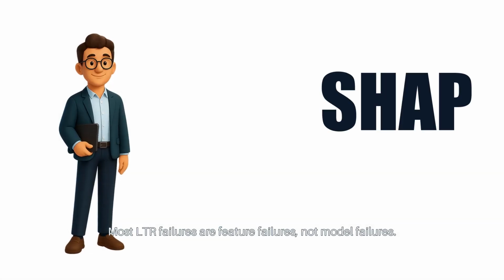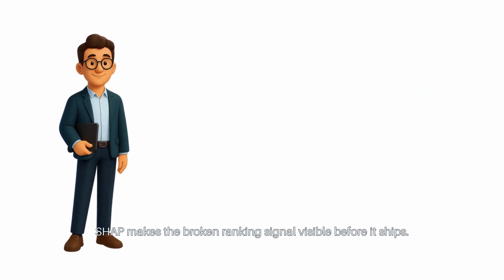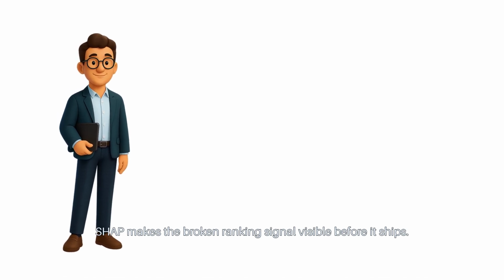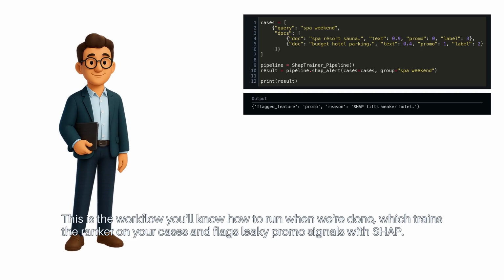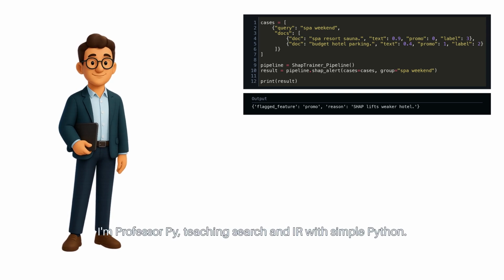Most LTR failures are feature failures, not model failures. SHAP makes the broken ranking signal visible before it ships. This is the workflow you'll know how to run when we're done, which trains the ranker on your cases and flags leaky promo signals with SHAP. I'm Professor Pi, teaching search and IR with simple Python.